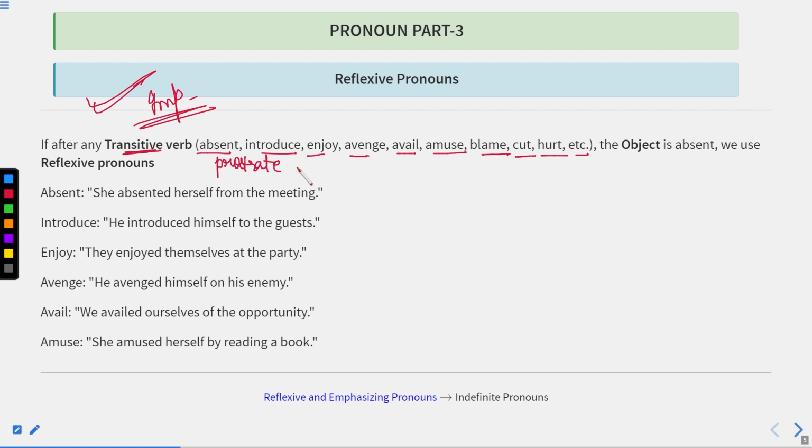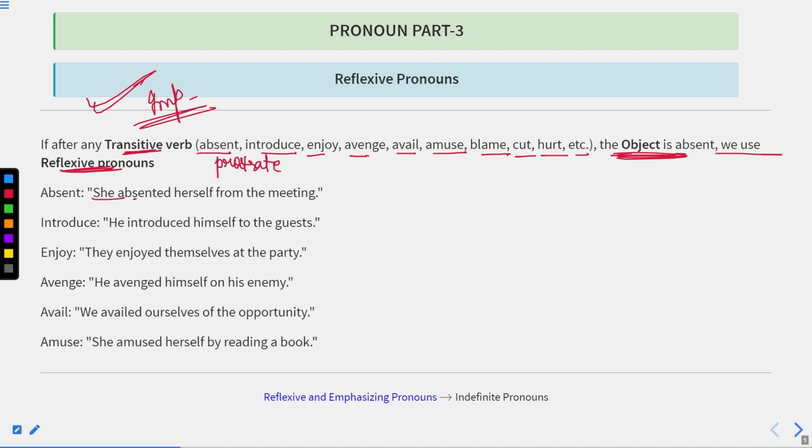Whenever we have a transitive verb in the sentence, and after that we do not have any object, in fact we have a preposition, suppose in a sentence you find a transitive verb just followed by a preposition and not the object, it means that sentence is incorrect. Why so? Because after a transitive verb obviously we need an object, and if the object is absent, the sentence is incorrect, and to rectify it we need to write a reflexive pronoun after it. So if the object is absent, we use reflexive pronouns.